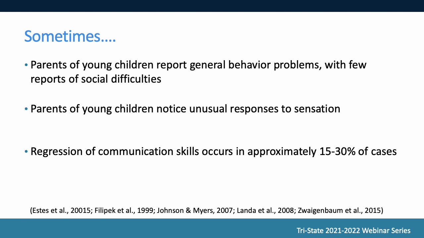Sometimes parents of young children will report overall problems behaving well in situations. Very rarely do parents come to an early childhood professional with a specific concern about imitation, joint attention, or play. That's often not in the repertoire of most parents as they're monitoring their children's development. They do notice delays in becoming functional communicators, and they notice delays in first words and phrases.